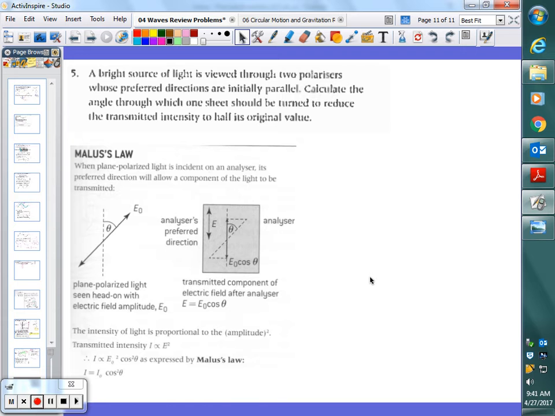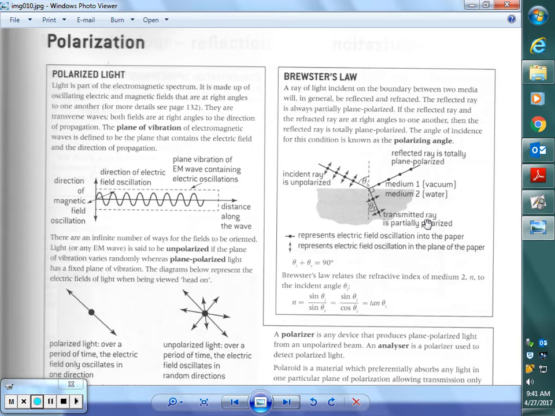Yesterday, we spent a good amount of our time talking about the waves chapter and the different wave characteristics, and then different wave behaviors. The last question on the wave section, chapter 5, says a bright source of light is viewed through two polarizers whose preferred directions are initially parallel. Calculate the angle through which one sheet should be turned to reduce the transmitted intensity to half of its original value. Okay? So before we get into this, I wanted to review polarization because we have Brewster's law.